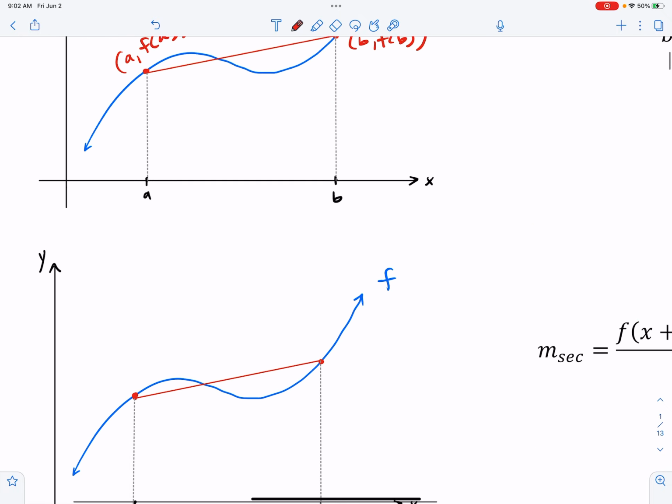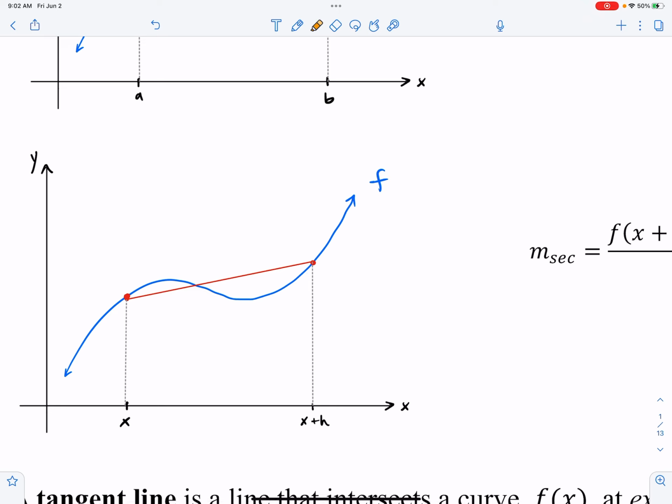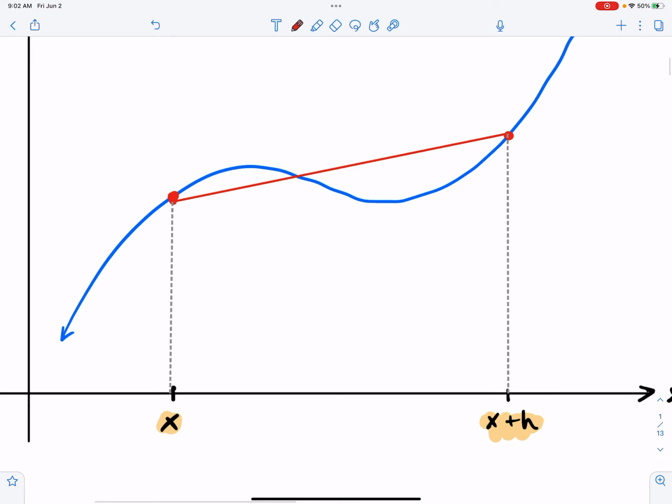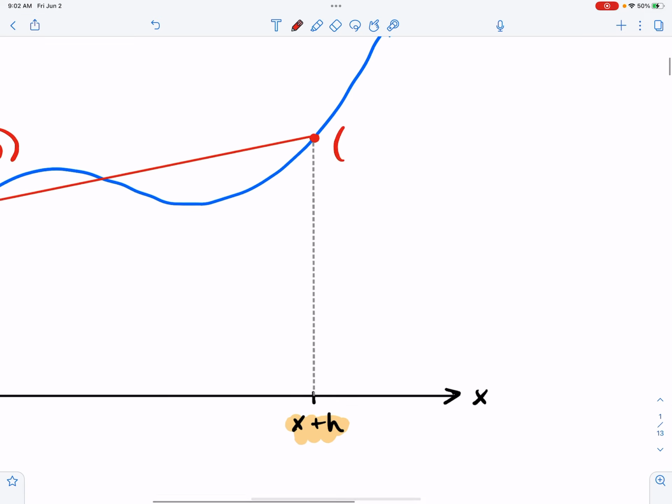Now, another notation we could use is replacing a and b. So replacing a with x and replacing b with x plus h. So that means that the interval for our secant line would be the interval from x to x plus h. So this first point, instead of being a comma f of a, would be x comma f of x. And then this second point would be x plus h comma f of x plus h.